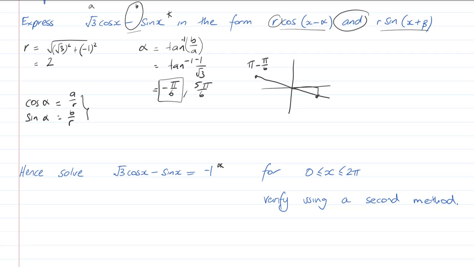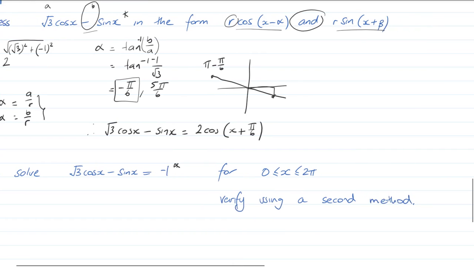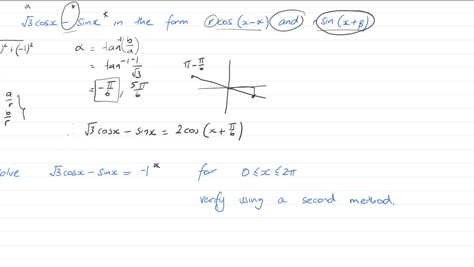Sine, b is negative, so sine is in a negative quadrant, 4 or 3, so therefore it must be quadrant 4. And therefore, root 3 cos x minus sine x is equal to 2, our r, and then cos of x minus our alpha, and our alpha is negative pi on 6, so I'm going to make that a plus pi on 6. And you can have a look on Desmos, and they should look the same if I plot this or this, the same thing.